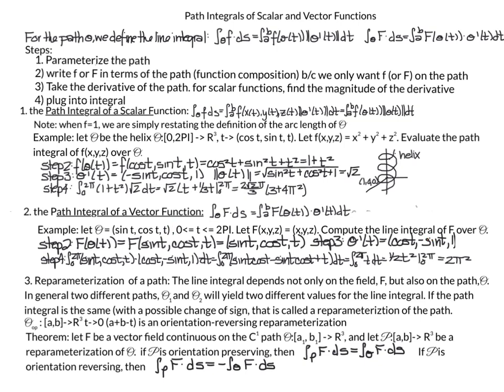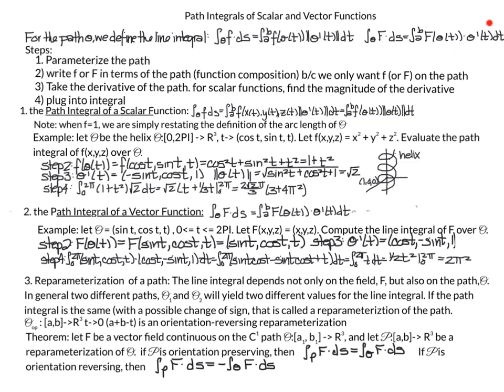And then last, plug into the integral. So we're going to integrate from a to b, and our parameterization tells us that a is equal to 0 and b is equal to 2 pi. So we integrate from 0 to 2 pi. Then f composed with sigma, which is equal to sine t, cosine t, t.